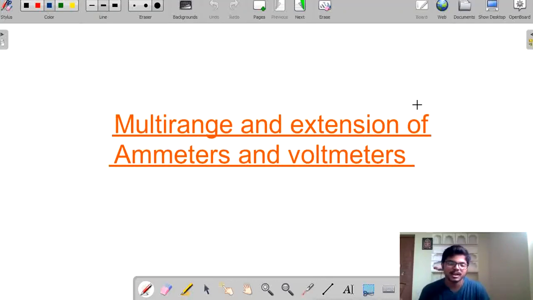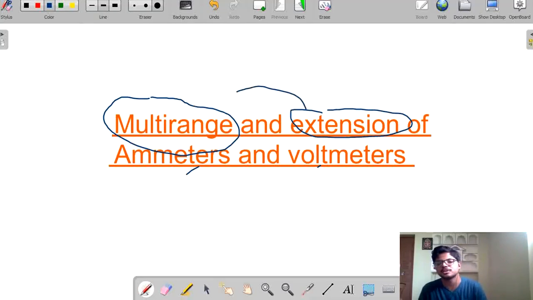Okay guys, now we are going to study about the multi-range extension of ammeters and voltmeters. See, here I have written neatly that multi-range and extension. Now we will discuss these two terms in detail.